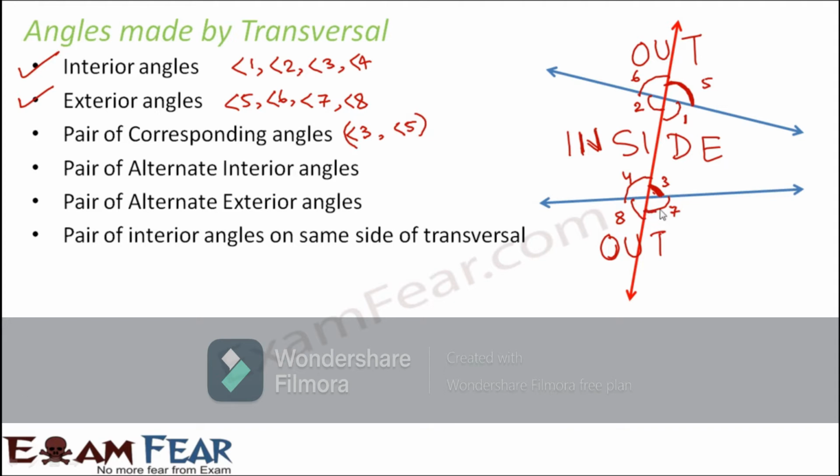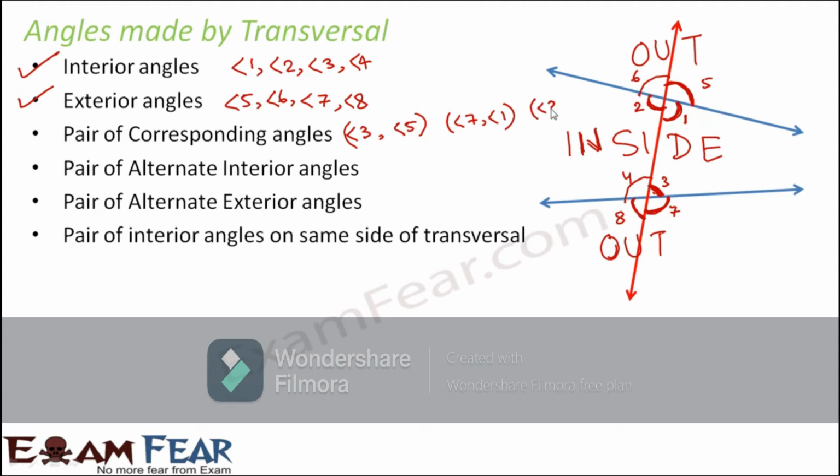Similarly, can you tell me which would be the corresponding angle for angle 7? Yes, angle 1. So angle 7 and angle 1 also form a pair of corresponding angles. Similarly, what would be the corresponding angle for angle 2? For angle 2, it would be angle 8.